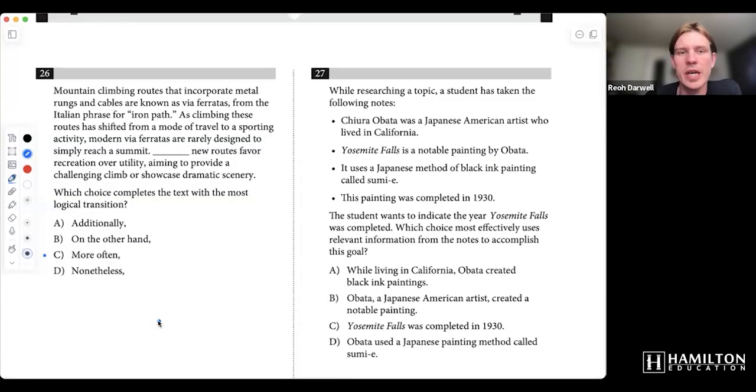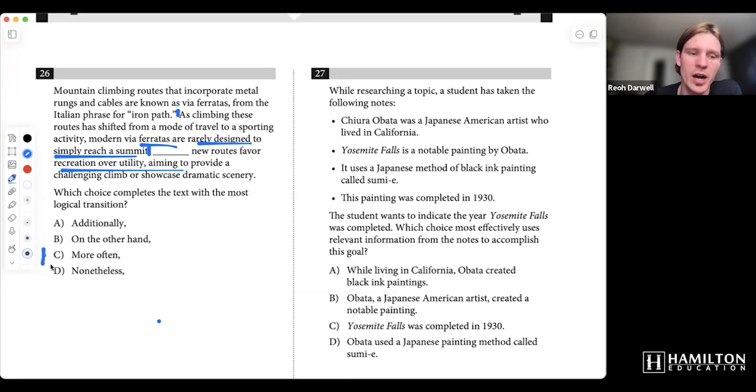All right, 26 is a good transitions question, a little bit tricky. What we have here is our claim in the sentence before. So we're looking at the second sentence here. The claim is that ferratas are rarely designed to simply reach a summit. Okay, rarely designed to simply reach a summit. Now they favor recreation over utility, aiming to provide a challenging climb or showcase dramatic scenery. Okay, so we want to say something that clarifies that we don't any longer design them to simply reach a summit, where we want to affirm what came before.